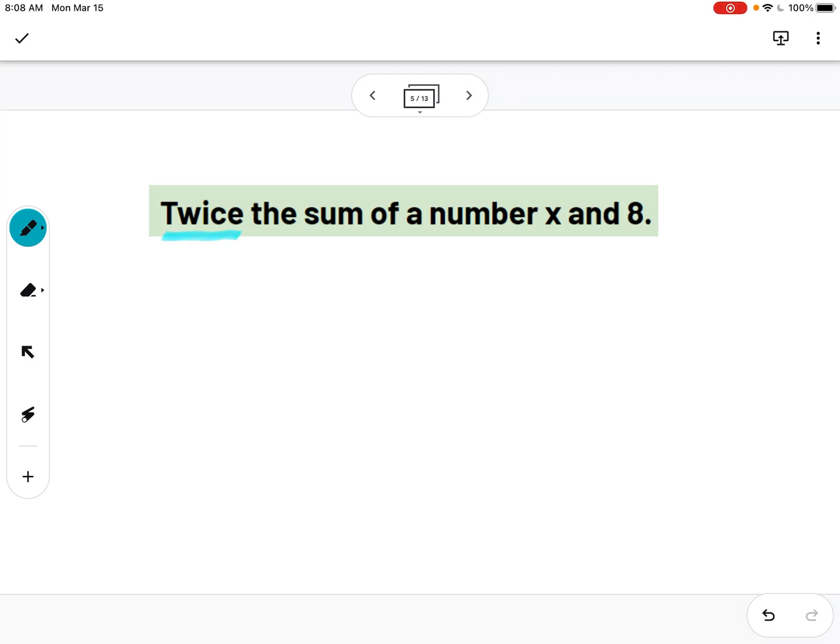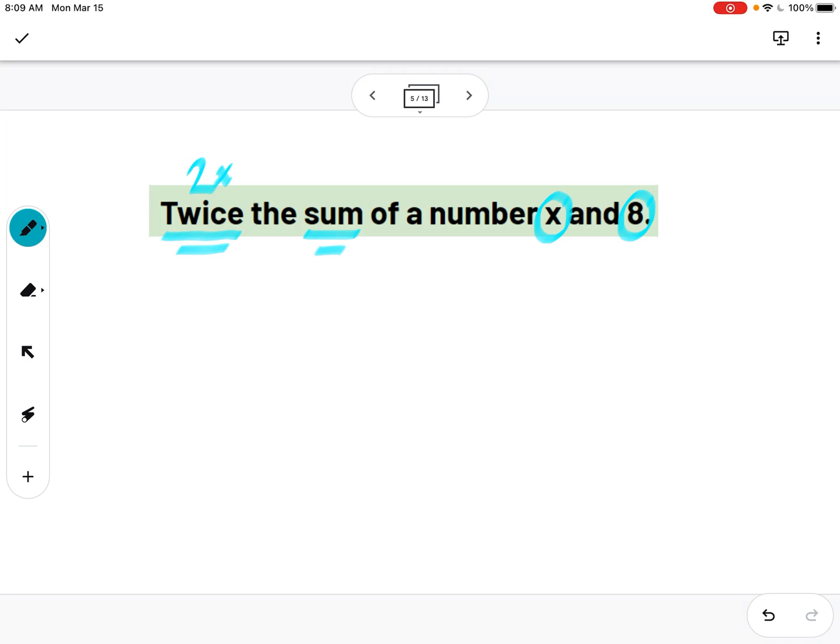So keyword right here is twice the sum, another keyword, of a number x and 8. I think it's also important to note that the word twice would reference the number 2, right? And it references 2 doing what? Twice tells us what operation? If you said multiplication, you're correct, right? It would be 2 times something, twice the sum of a number x and 8.